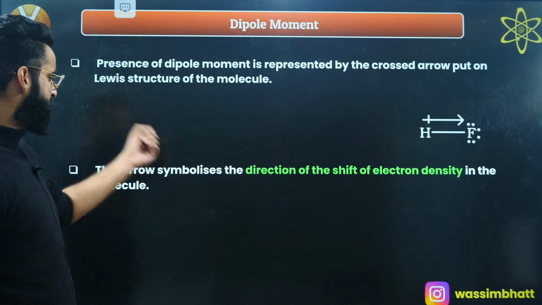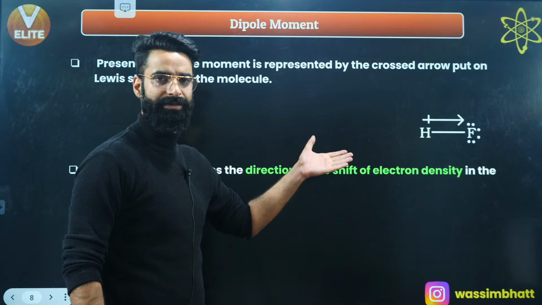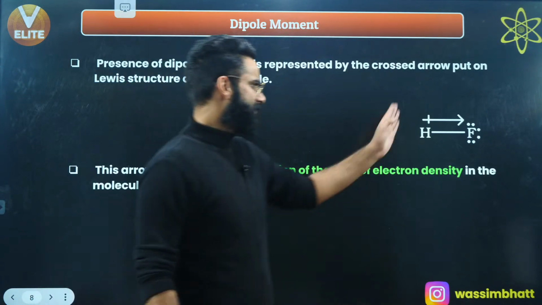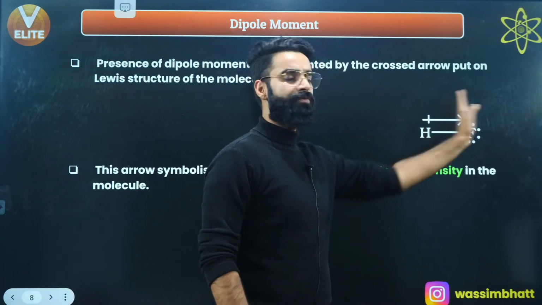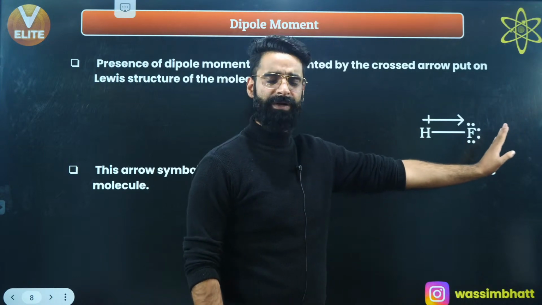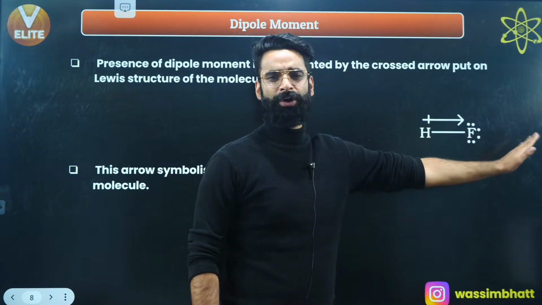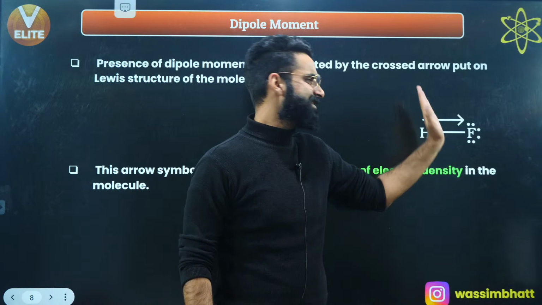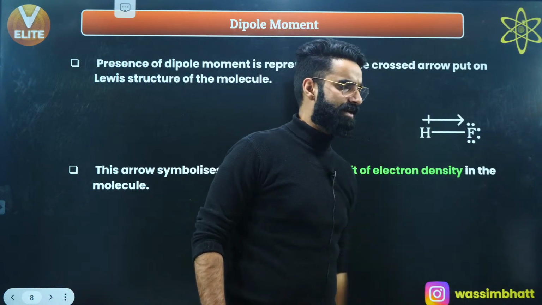This arrow symbolizes the direction of shift of electron density, right? Absolutely, people. This arrow is symbolizing the direction of shift of electron density. It means simply the electron density is more towards fluorine, because fluorine is more electronegative element. It has displaced the bonded pair of electrons towards itself, right?